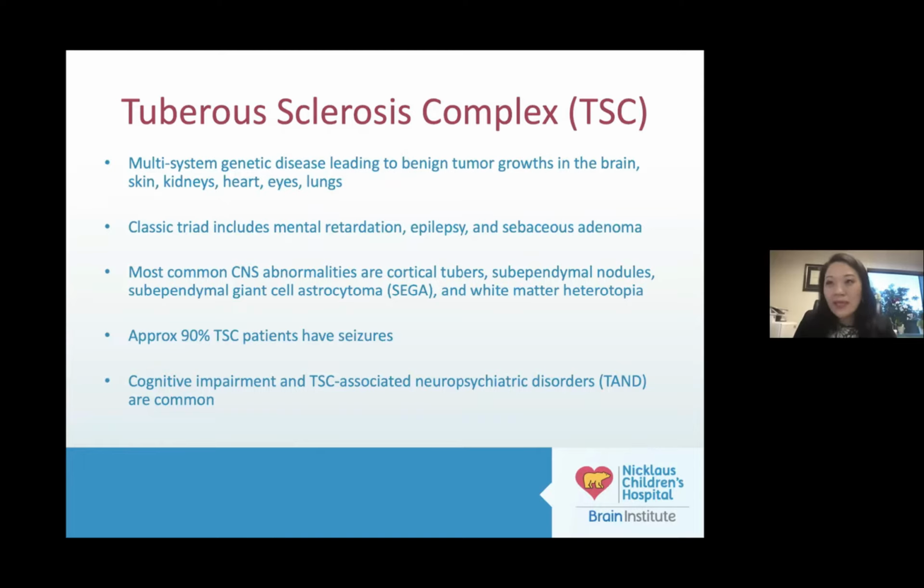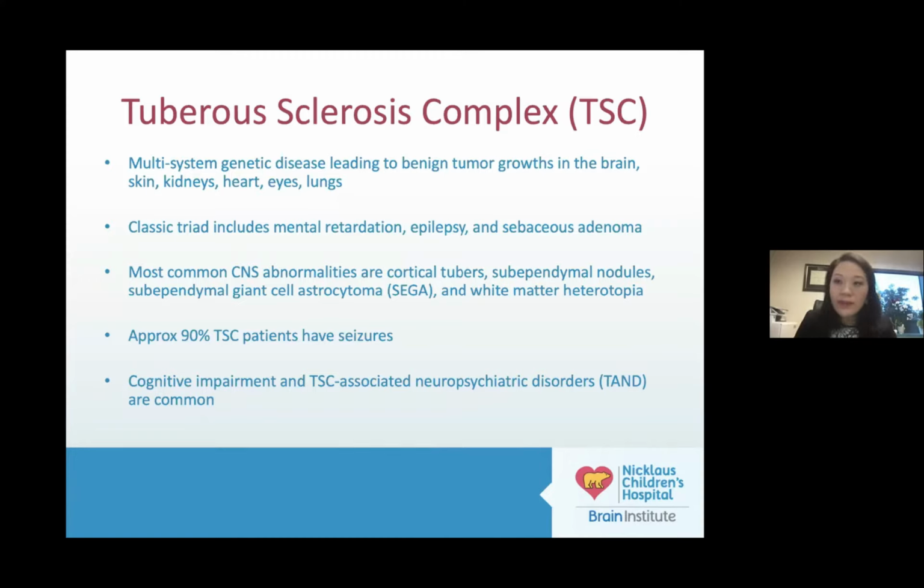The most common CNS abnormalities include cortical tubers occurring in about 90% of the population, subependymal nodules occurring in 80% of the population, which are seen on CT as periventricular areas of calcification that may progress to enlarging to subependymal giant cell astrocytomas, which is a WHO grade 1 slow-growing tumor, but often leading to obstructive hydrocephalus when it grows around the foramen of Monro. And furthermore, we also see white matter heterotopias.